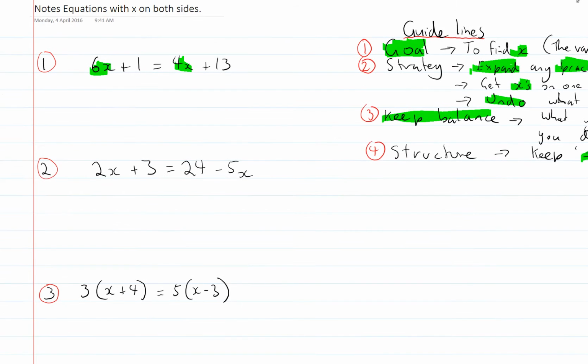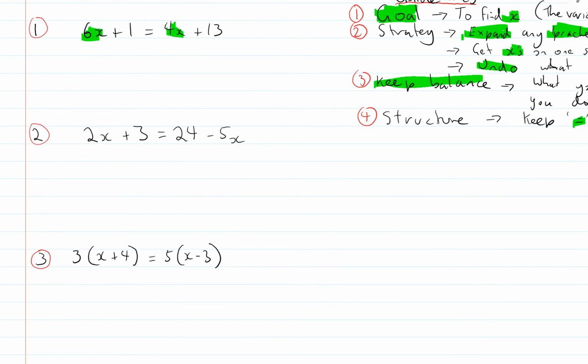So let's have a look at this question here. The first one, we've got 6x plus 1 equals 4x plus 13. The problem is, in the end, of course I want it to say x equals, but it doesn't because I've got x's on this side and x's on that side. So I want to get all the x's on this left-hand side. So I want to get rid of those 4x's. And the way that I get rid of those 4x's is to subtract them. But I need to do that to both sides of this equal sign.